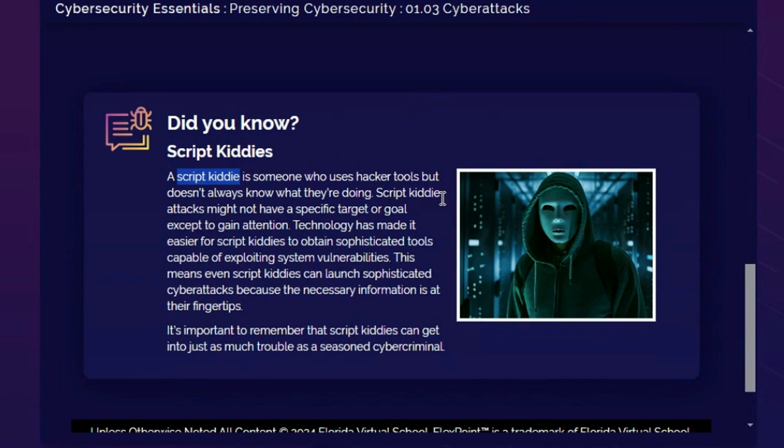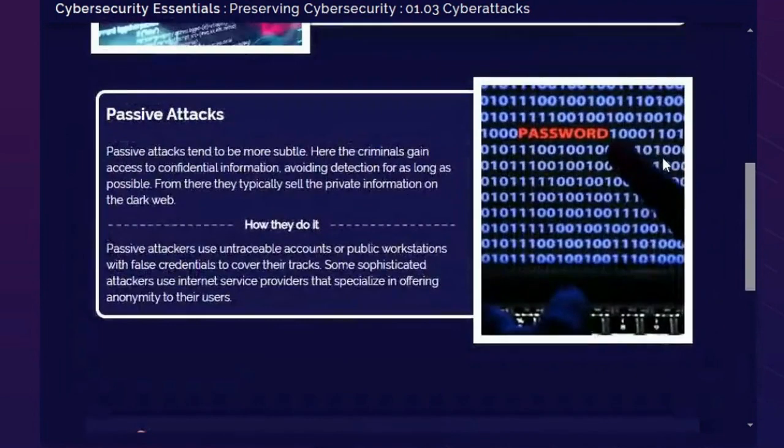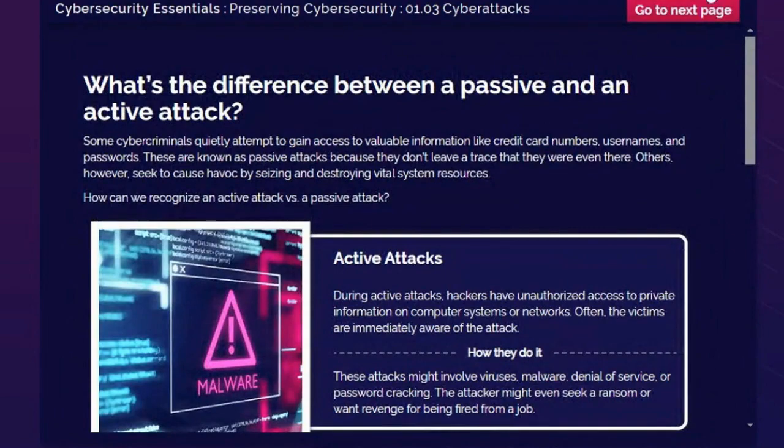It's important to remember that script kiddies can get into just as much trouble as a seasoned cyber criminal. So, some of these young hackers that don't really know what they're doing can get just as long of a criminal sentence if they're caught. Well, let's look at page 2.